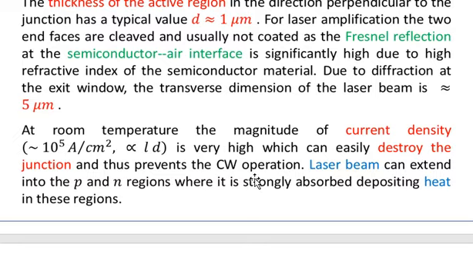prevents CW operation. So this is the main reason why CW operation is not possible with a homo p-n junction semiconductor: due to the very high current density, the junction will burn out. The laser beam can extend into the p and n type regions where it is strongly absorbed, depositing heat in these regions. So the laser will deposit its heat in the p and n type regions, and of course the semiconductor will be destroyed.